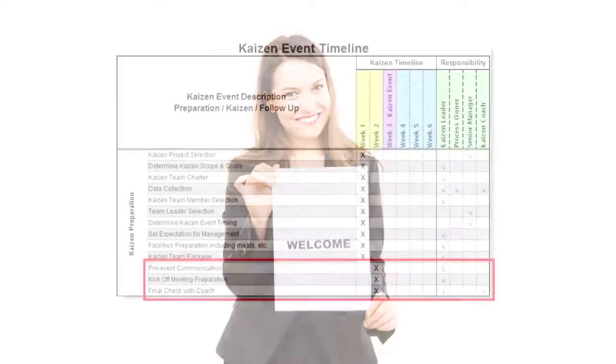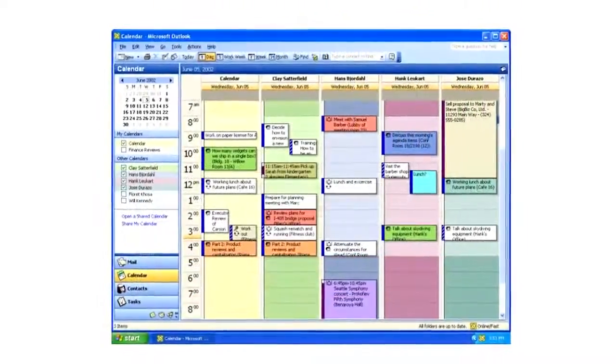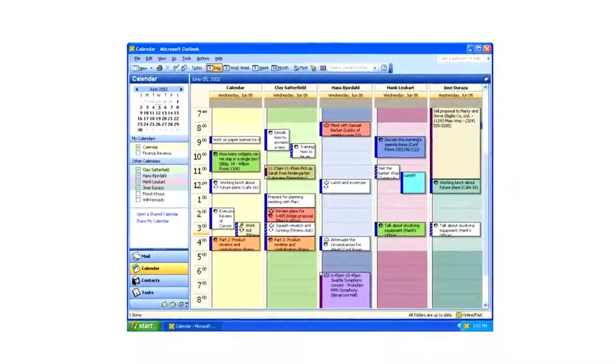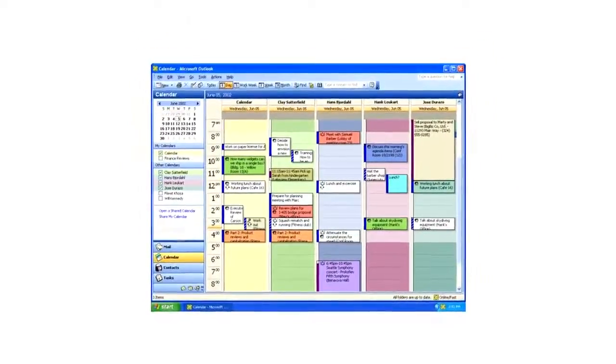Alright, well, week 2 of the Kaizen timeline is mostly focused on communication as the purpose of the event is communicated across all levels of the organization. Next, preparation for the kickoff meeting is taken care of, which includes things like booking meeting rooms when applicable, while ensuring all stakeholders are invited to the meeting.